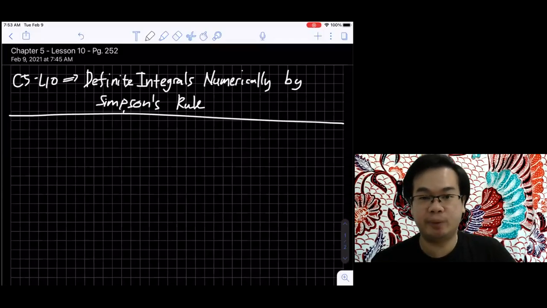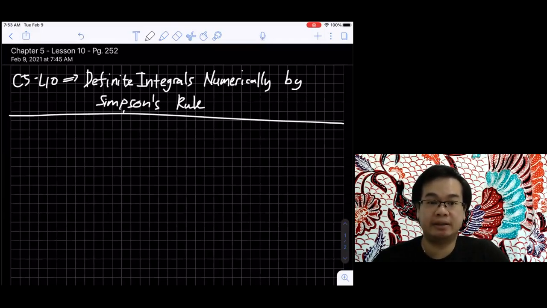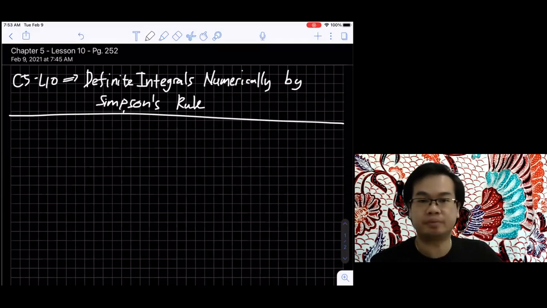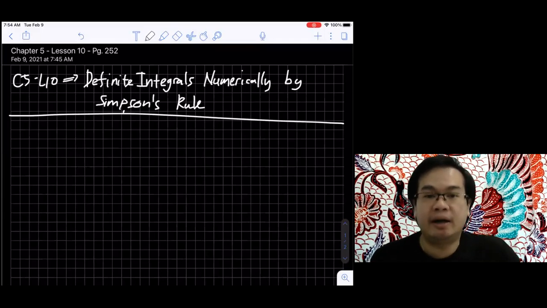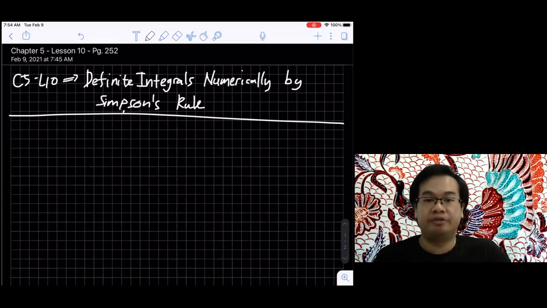Okay, good morning everyone. So this is the last lesson for this chapter, chapter 5, lesson 10. The title is Definite Integrals Numerically by Simpson's Rule. Chapter 5, lesson 10, open your book, page 252. So basically today I'm gonna teach you one other way to approximate the value of definite integrals.